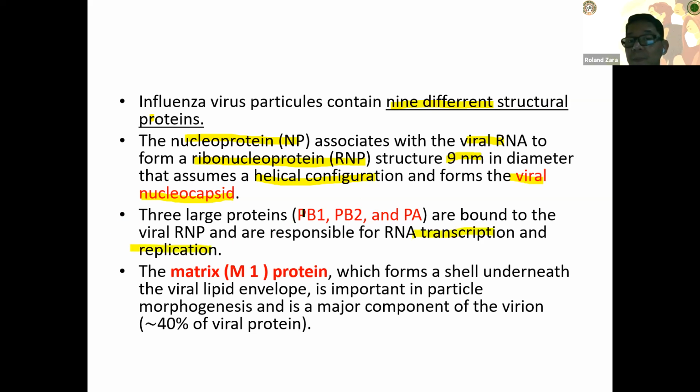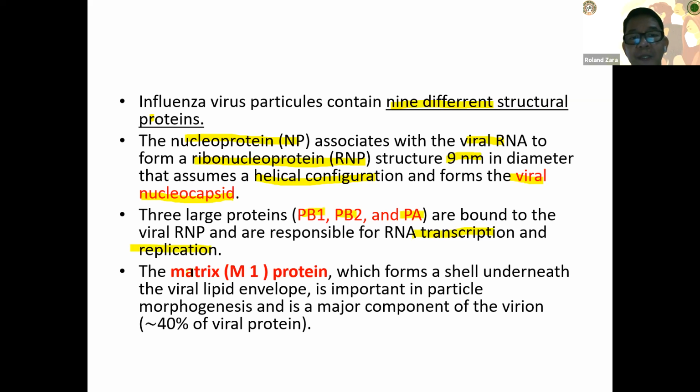And these are your PB1, PB2, okay, and your PA. So these are three large proteins responsible for the transcription and replication of this virus to form a new virus. So they're very, very important for the production, okay, of your virus.